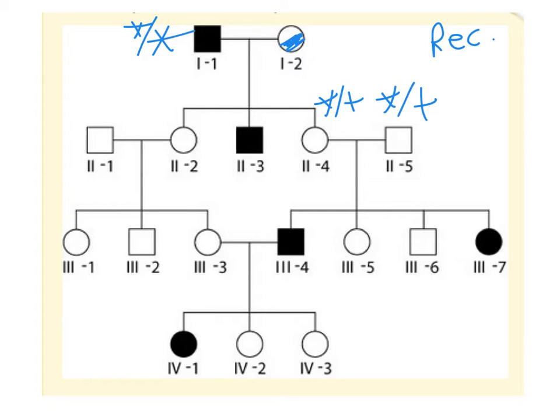What do we observe? 50%, half of the kids, right? III-4 and III-7 both have the disease. So why is it useful to have pedigrees where you study families with lots of kids? Is 2 out of 4 statistically different from 1 out of 4? Don't make me do a chi-square test. But that's what you would do. You would ask, is 2 out of 4 statistically different from 1 out of 4?